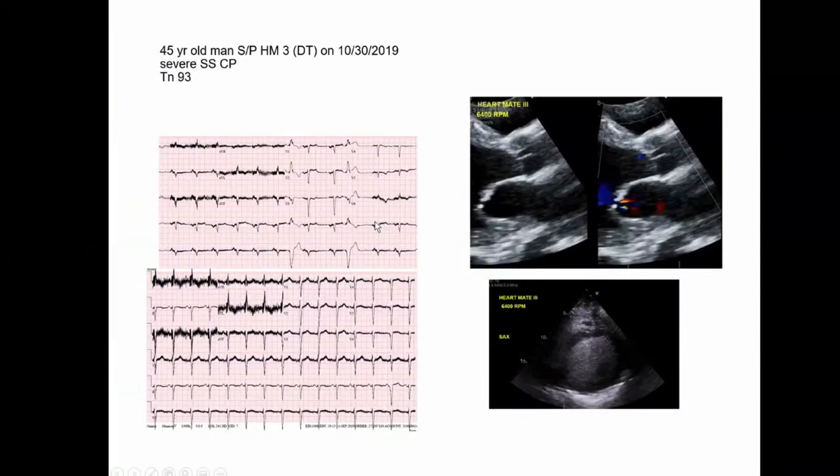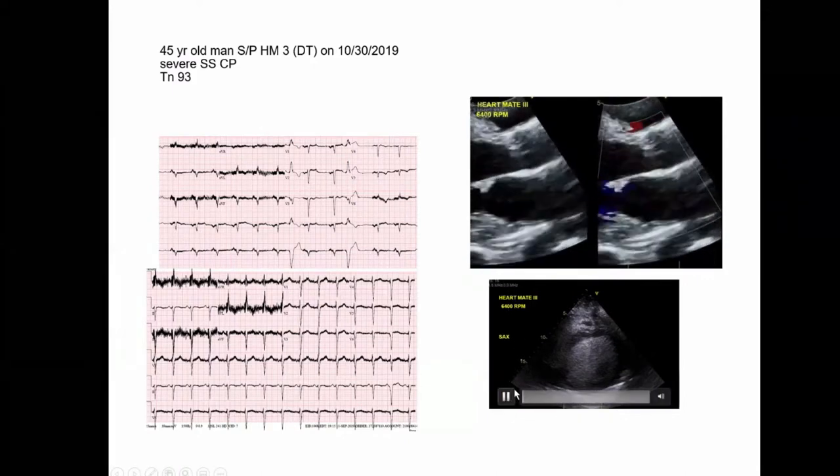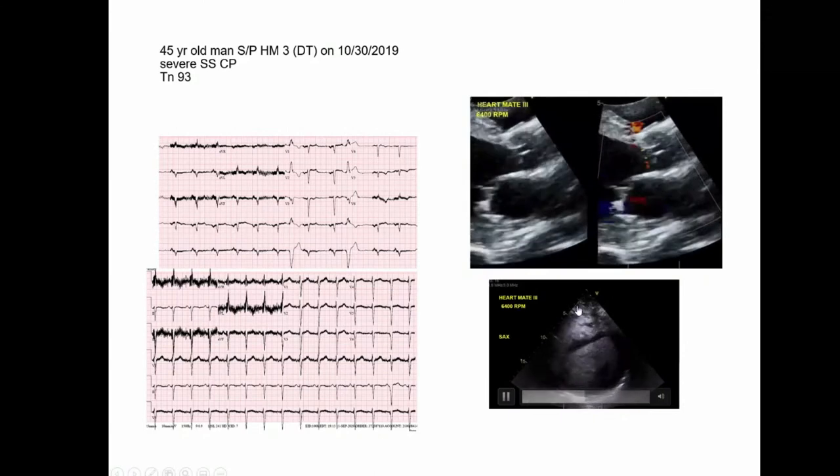It's a young person who had an LVAD, HeartMate 3, put in 2 years ago, and came with severe chest pain and a troponin of 93. This is the ECG on admission, with changes in the inferior leads. This is the ECG from several months before, when the patient did not have chest pain. You can see the echo right here, showing severe inferior wall hypokinesis, akinesis.